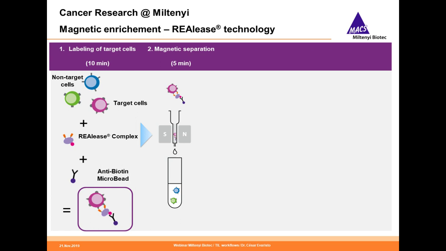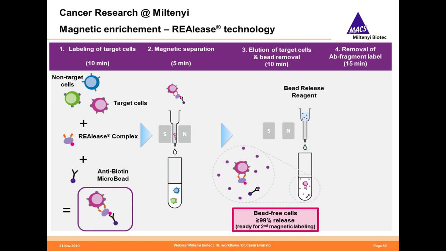The target cells are then retained on a column placed in a magnet, while non-target cells flow through. The target cells are then eluted and the microbeads are removed, resulting in bead-free cells that can be used for second magnetic labeling and isolation. For certain applications, the REAlease complex can also be removed, resulting in label-free cells.